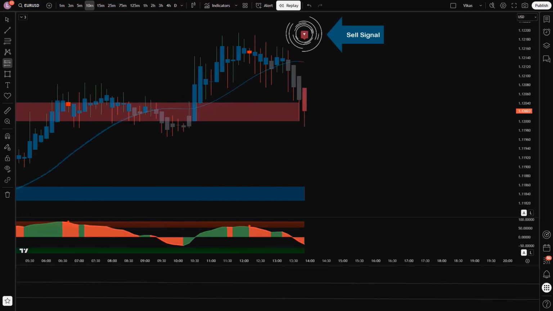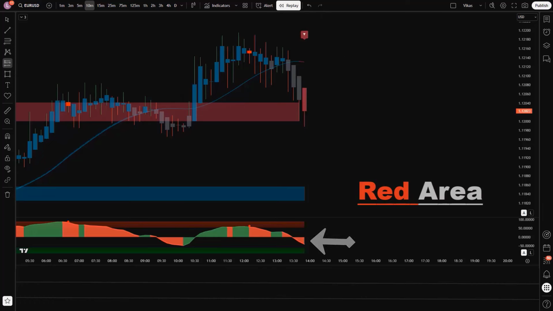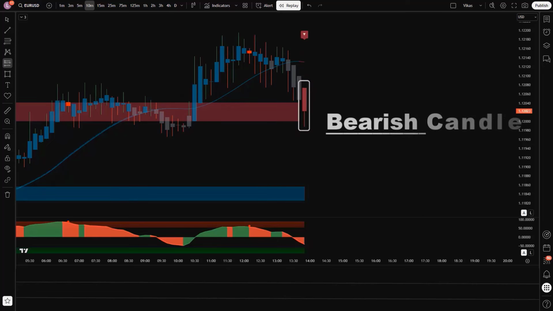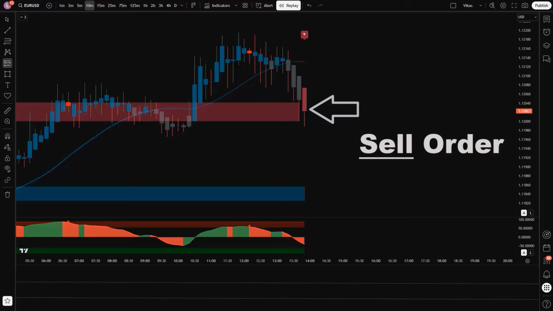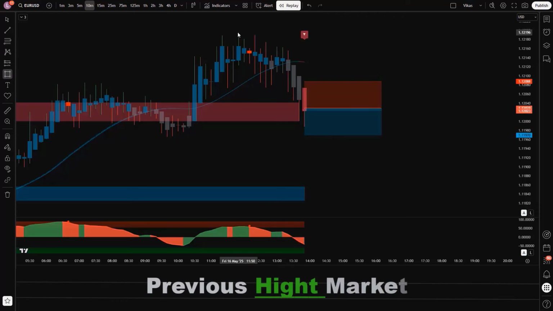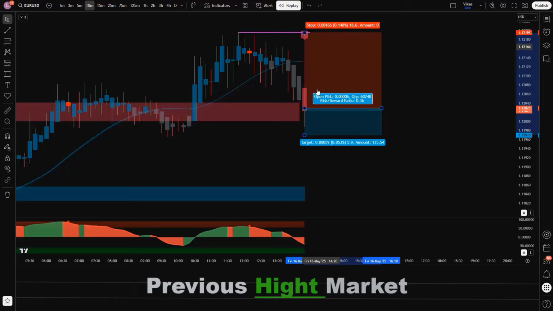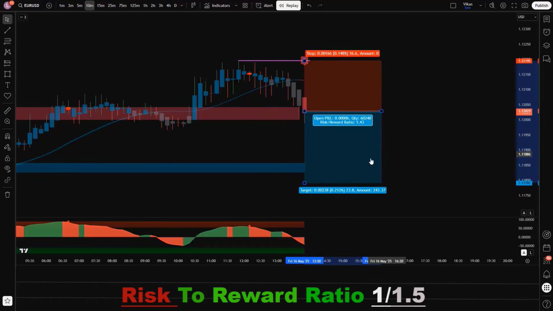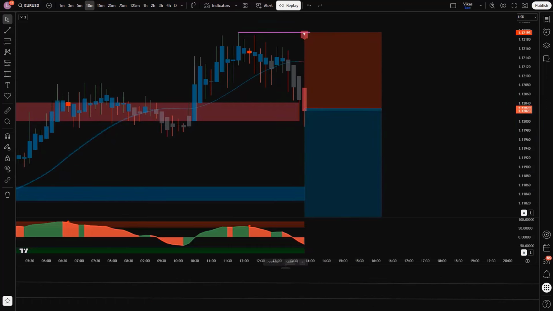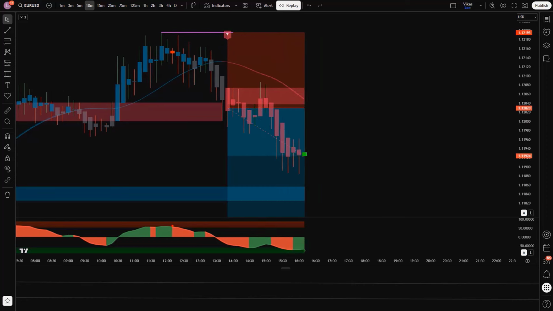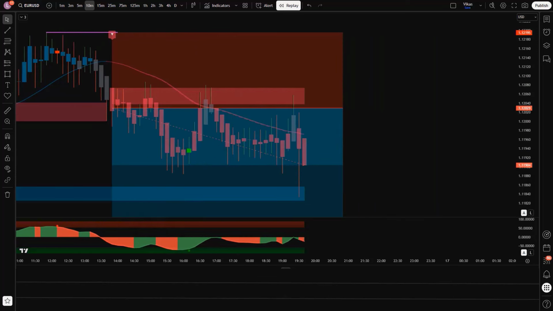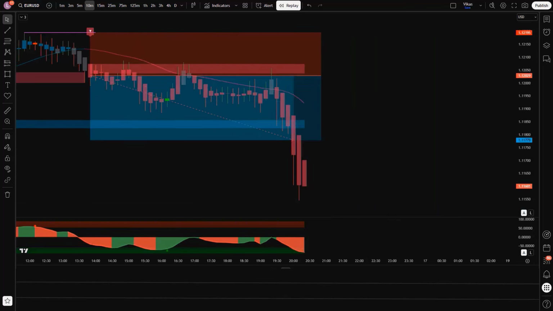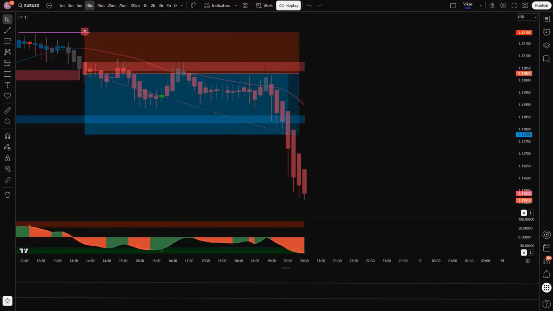When the HEMA Trend Levels indicator gives us a sell signal, when the Wave Trend Oscillator indicator shows a red area, and when the market forms a bearish candle, if this condition is fulfilled, then we will place a sell order. Our stop loss is to be placed at the previous high of the market, and the risk to reward ratio will be 1:1.5. The market has completely hit the target. I hope you have understood this trading strategy.